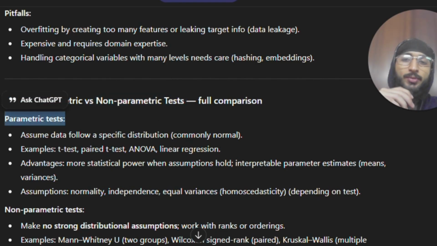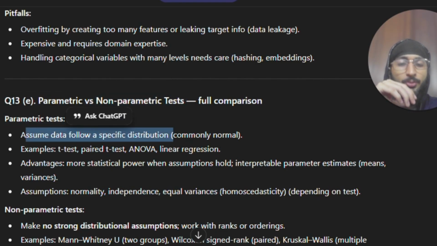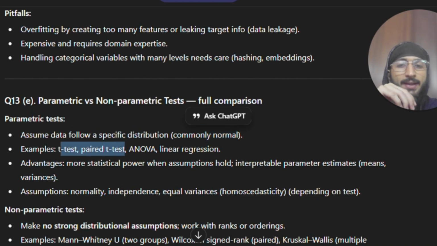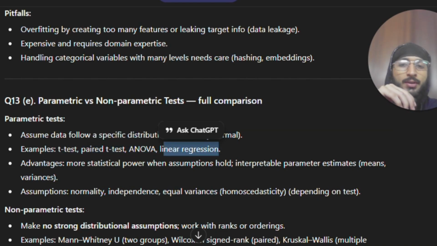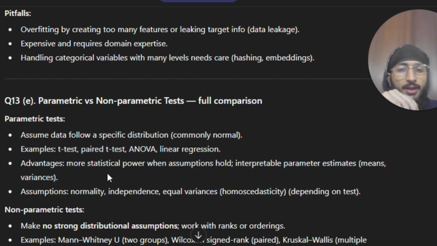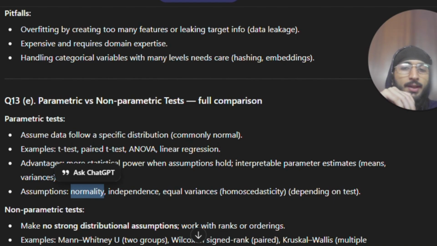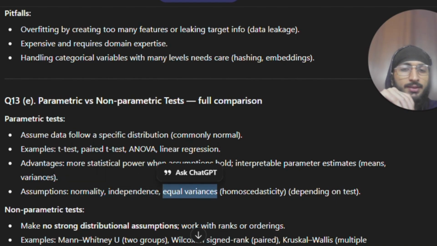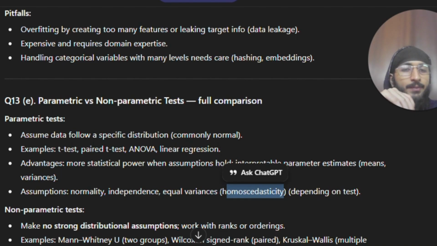Then we have parametric versus non-parametric tests. So parametric tests assume data following a specific distribution, commonly normal. Examples: t-test, paired t-test, ANOVA, z-test, linear regression. It has more statistical power when assumptions hold, and interpretable parameter estimates. And we have assumptions that the distribution is normal, independent, with equal variances, that is, homoscedasticity is there in the data.